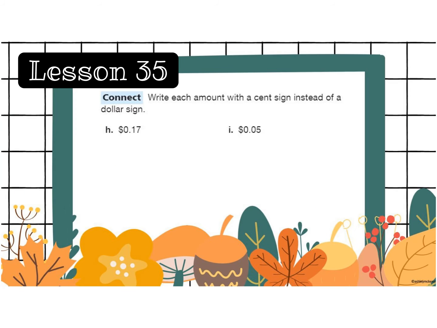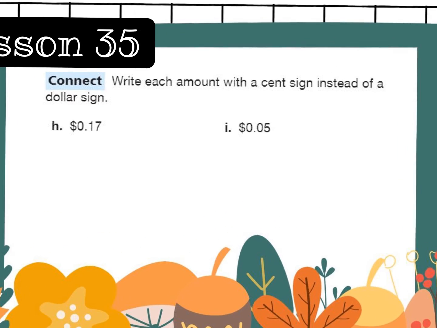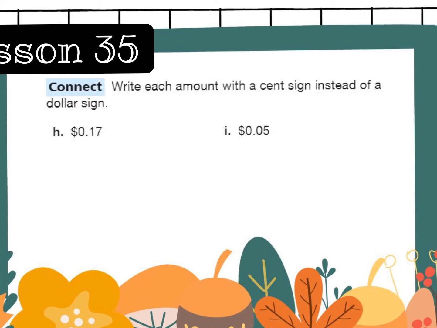Okay. Write each amount with a cent sign instead of a dollar sign. So what would A look like? Will. Very good. Elijah, what does I look like? You write 5 and then you put a cent sign.